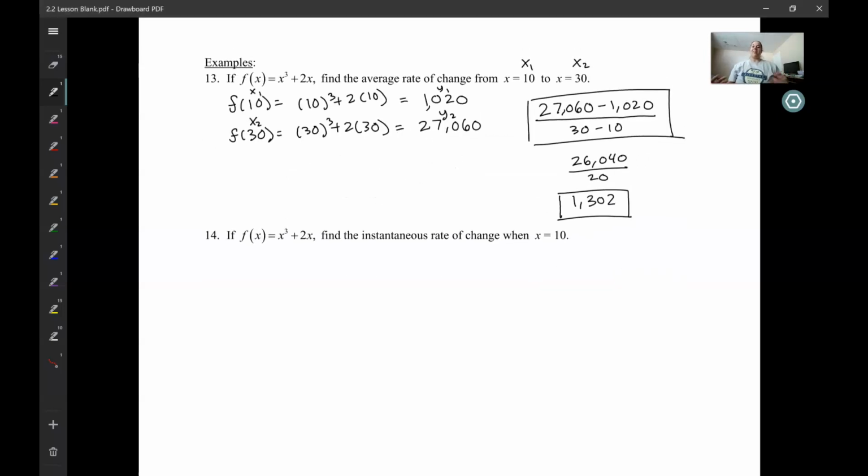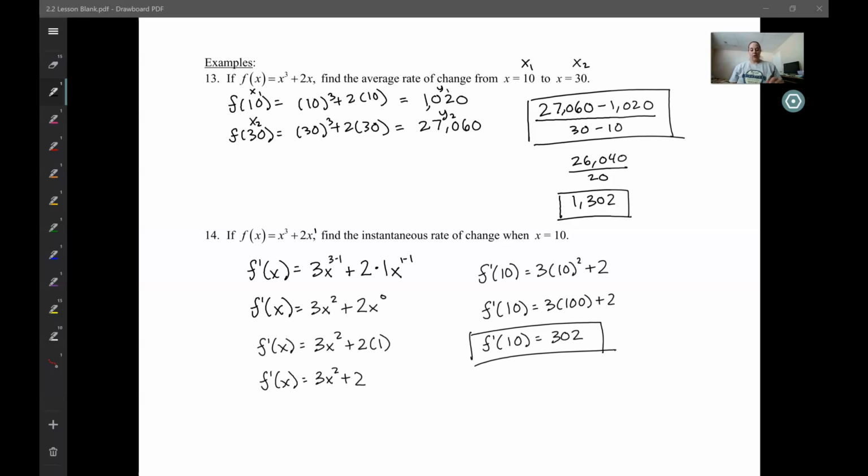Now we want to find the instantaneous rate of change when x equals 10. Instantaneous rate of change means we're looking at our derivative. So I want f prime of x. So I want you to try this one out on your own. Try to find the derivative by yourself, and then you're going to plug 10 into the derivative, simplify it, and that's your instantaneous rate of change. So pause the video, try that one.